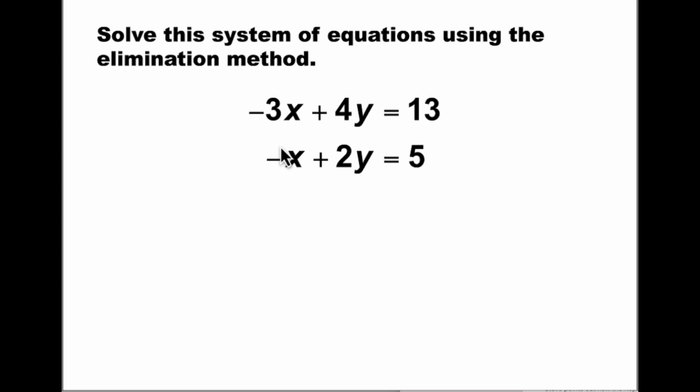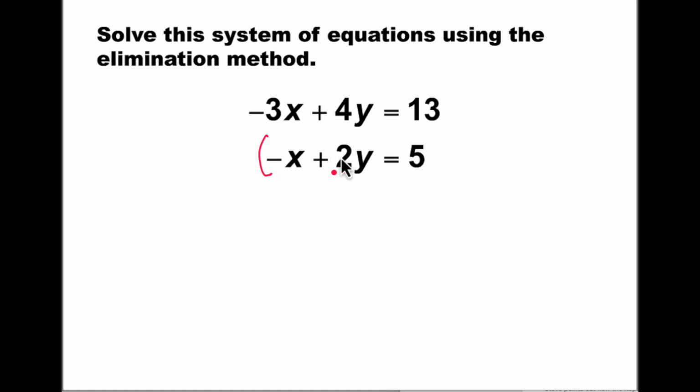With some sets of equations, one of the coefficients of one of the terms in one equation is a multiple of the corresponding expression in the other equation. In this system, do you see that this expression is 3 times this expression, or that this expression is 2 times this expression? To eliminate one of the variables, we multiply this equation by either negative 3 or negative 2. Let's multiply it by negative 3 and then simplify.